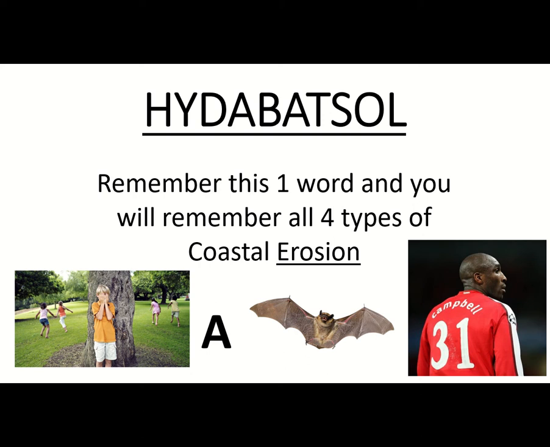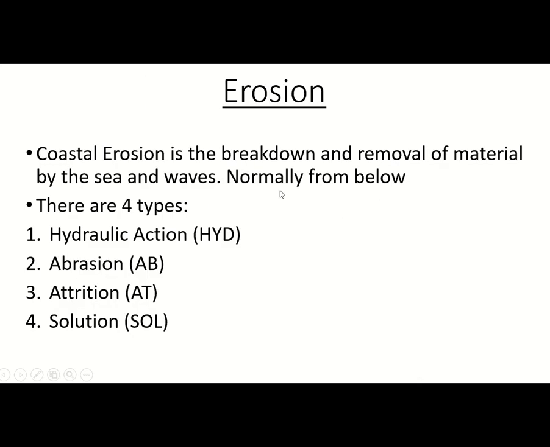It's often easier to remember 1 word than it is to remember 4, as long as that 1 word helps prompt you to remembering the other words. So Hyderbatsol is really derived by Hyd for hydraulic action, ab for abrasion, at for attrition, and sol for solution. Hyd, ab, at, sol. Okay, so these four terms are the four types of coastal erosion.